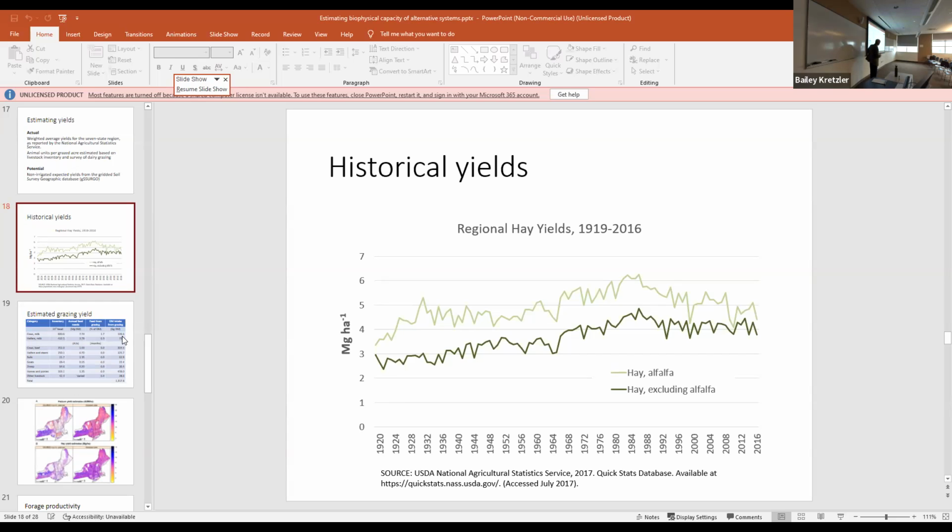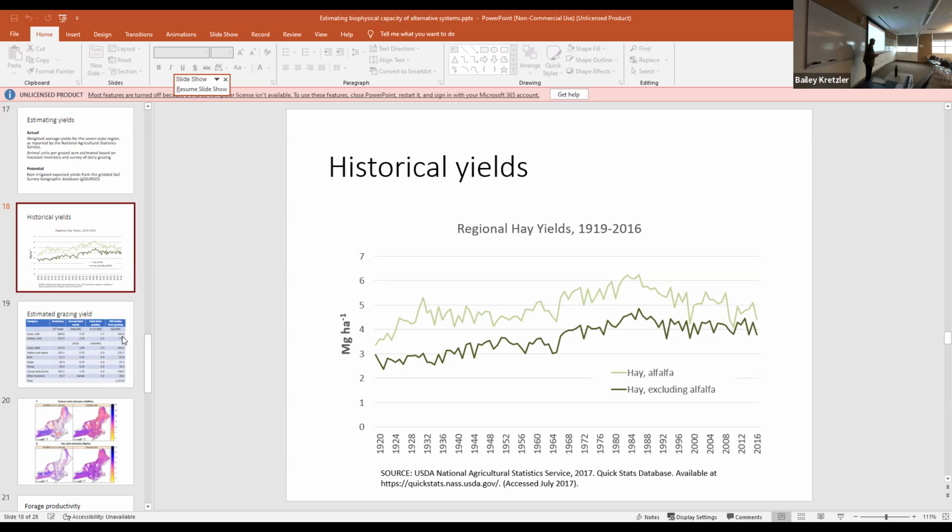I'm not sure about alfalfa. I do have another idea about the non-alfalfa hay, because at least in New York, there's a large number of acres of land that is in hay farms. They're categorized under the North American Industrial Classification System as hay farms. And these aren't necessarily intensively managed operations.